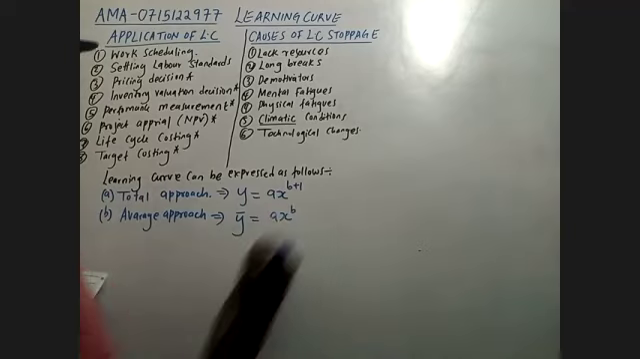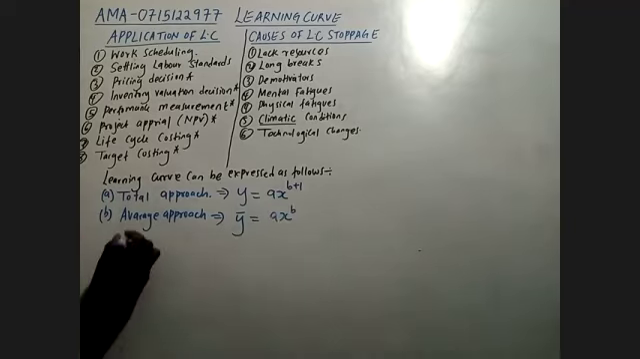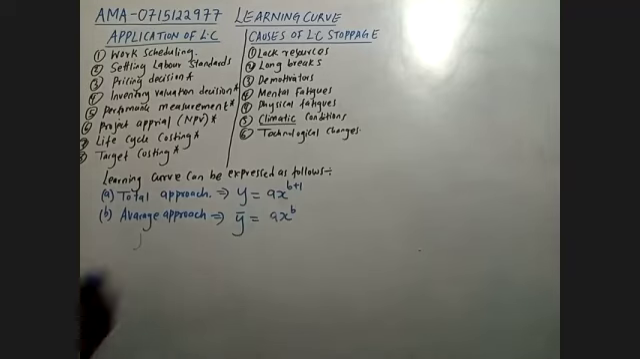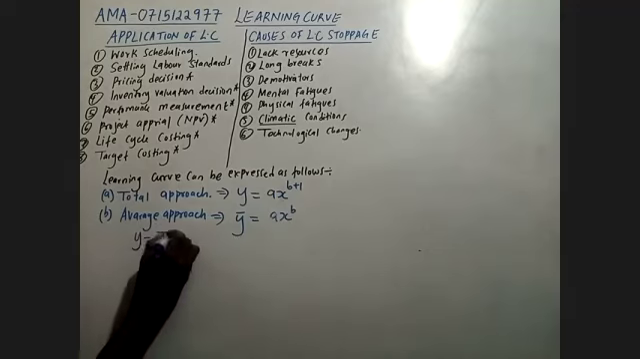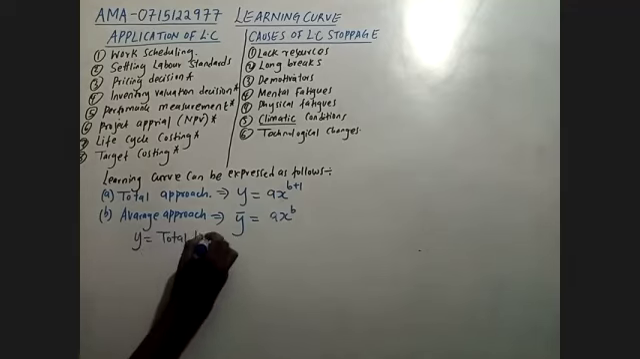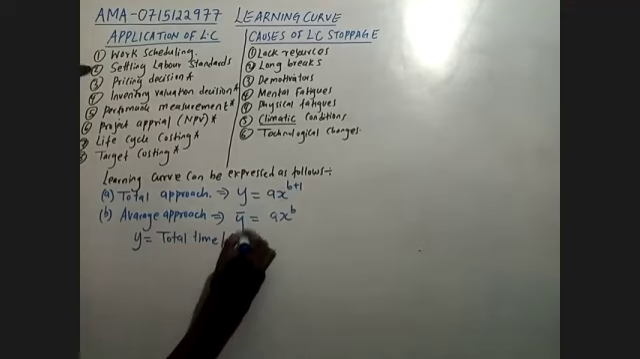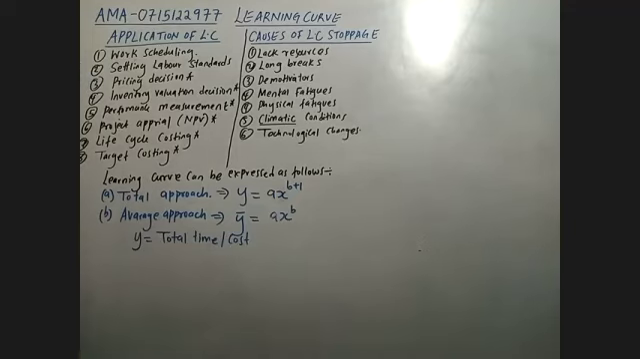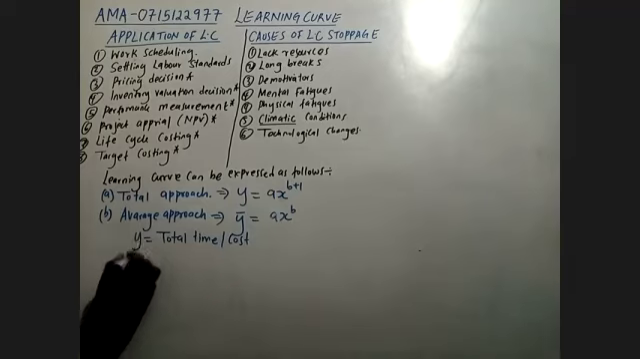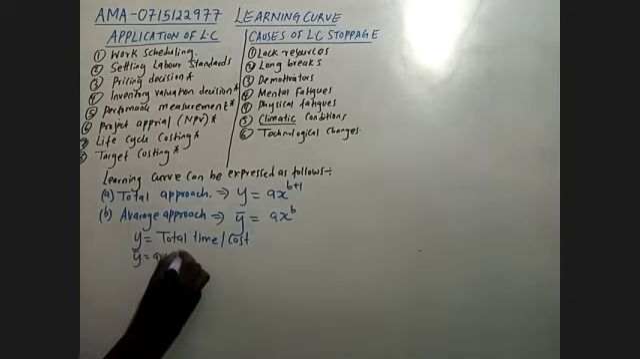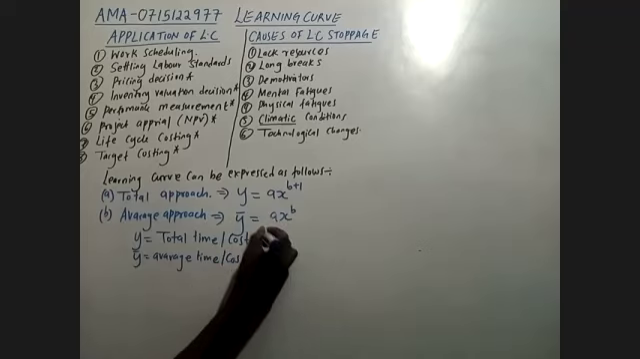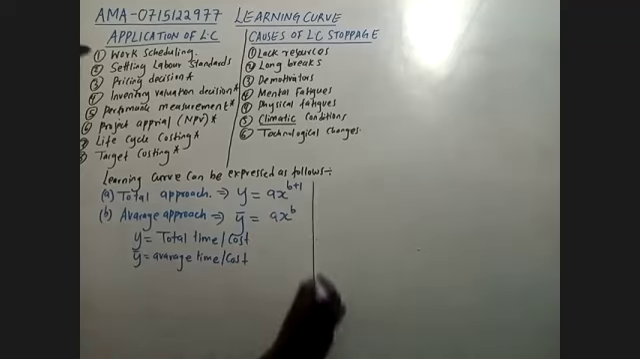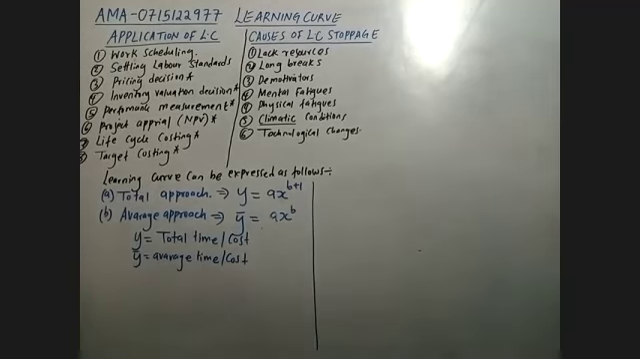So y = a x raised to b. Now where y is the total time or total cost. It can be time or cost, depending with the equation. Y bar is the average time or cost. So depending with the question.